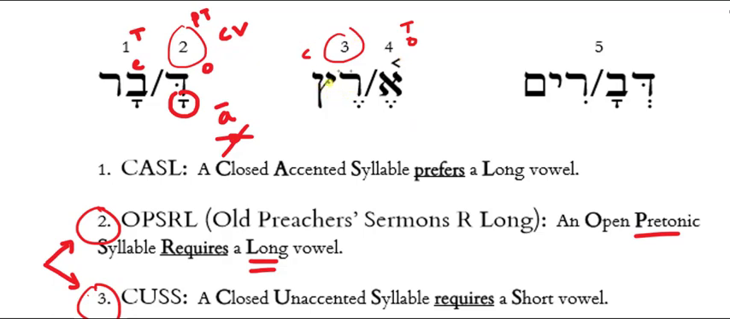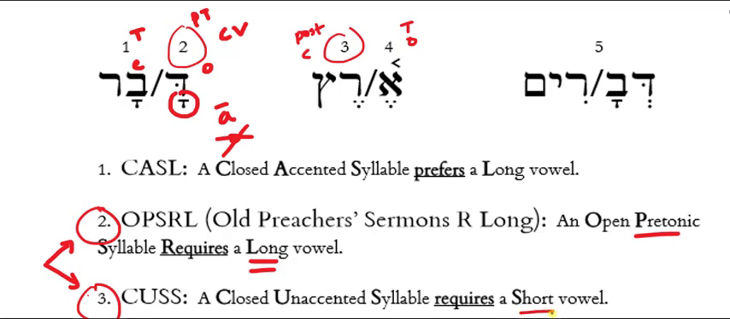And anything after the tone syllable is labeled post. Now, if something is not the tonic syllable, then by definition it is unstressed, because the tonic syllable is the stressed syllable. So this is a closed and, being post-tonic, unaccented syllable. Hebrew requires what kind of a vowel?